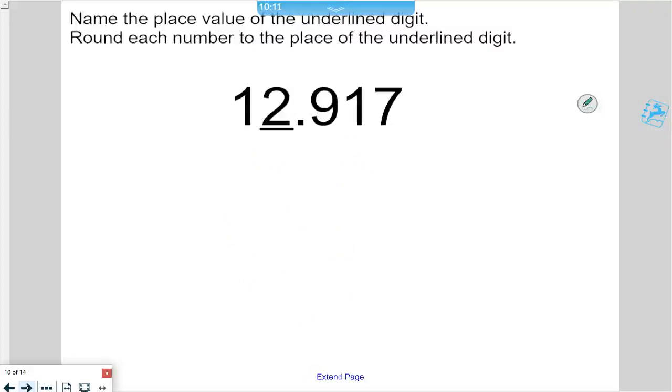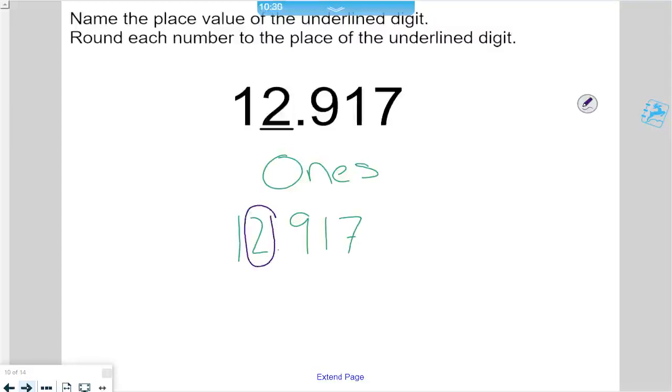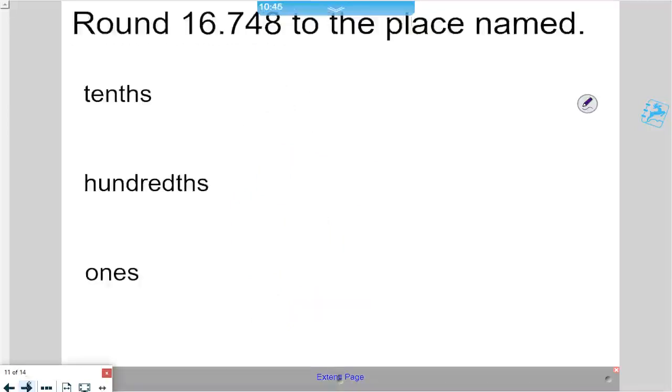12 and 917 thousandths. My 2 is in the ones place. It's on the left side of the decimal. So now I'm going to rewrite my number, and I get 12 and 917 thousandths. Circle my number, underline to the right. 0 through 4, circle stays the same. 5 through 9, add 1 is the game. Replace all the other numbers with zeros. Just like that. So now we have 16 and 748 thousandths.